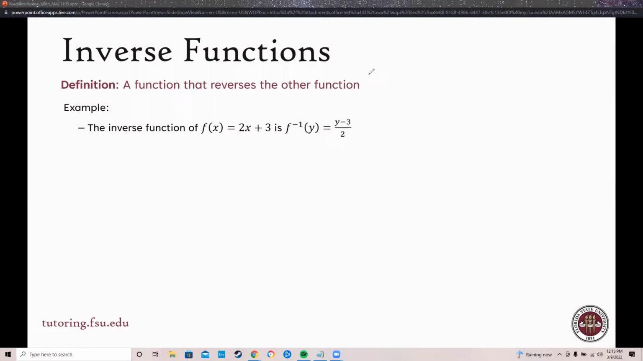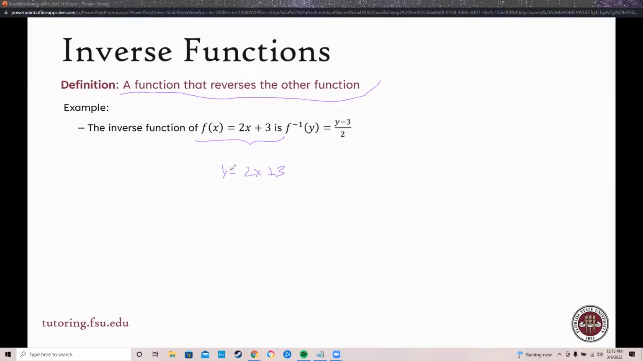In this video, we will talk about inverse functions. An inverse function is simply a function that reverses the other function, or reverses the independent variable that you're looking for. So just quickly looking at the first example, you can kind of get this right away. This is something of the form of like y equals 2x plus 3.